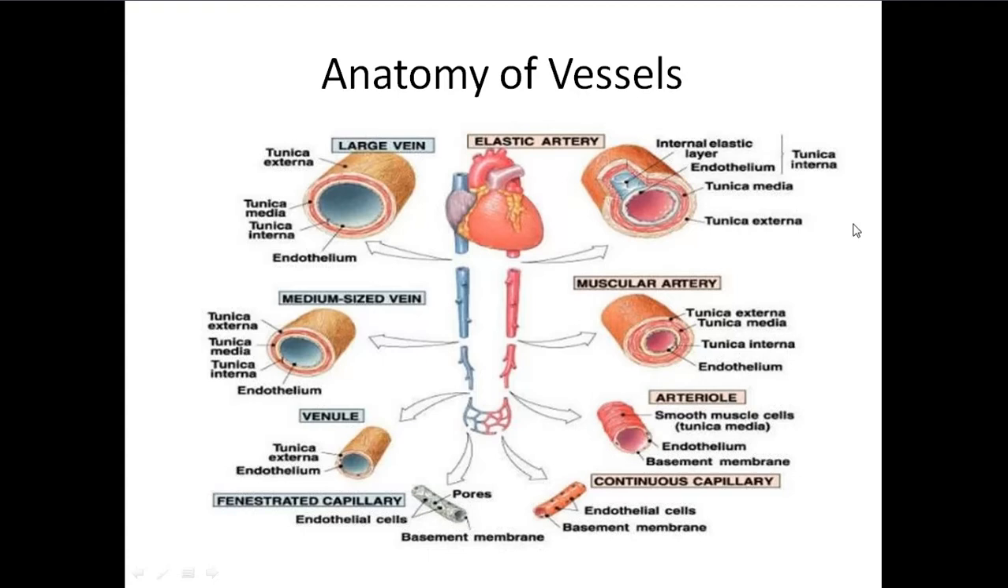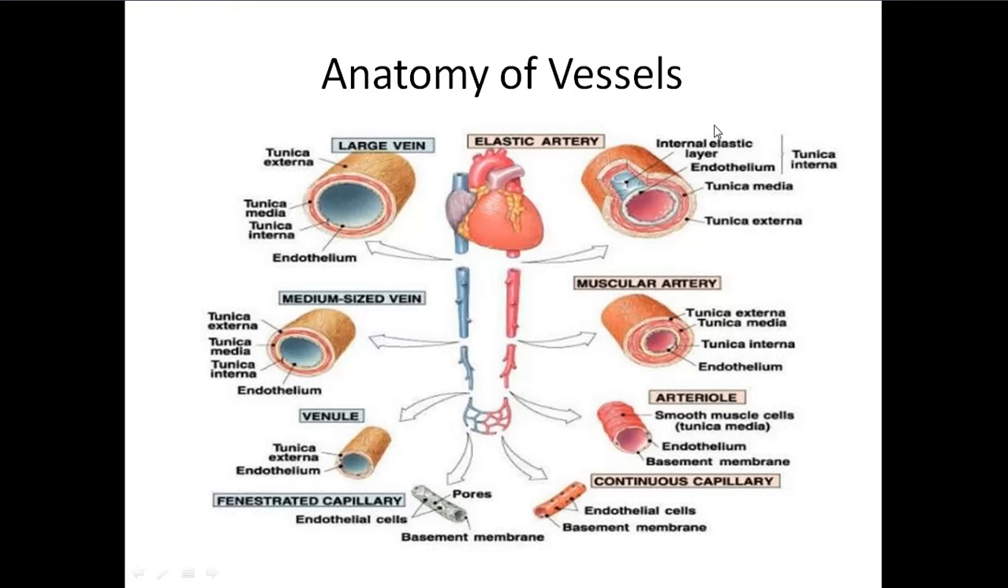Whereas in the large vein you see only the endothelium, interna, media and externa. There is no internal elastic layer. The muscular artery is the same, but there is no internal elastic layer. The medium-sized vein is also the same as the large vein. In the arteriole, you see smooth muscle cells, the tunica media, endothelium, and the basement membrane. In the venules, you see tunica externa and endothelium. In continuous capillaries, you see endothelial cells and basement membrane. And in fenestrated capillaries, with their pores, you see endothelium and basement membrane.